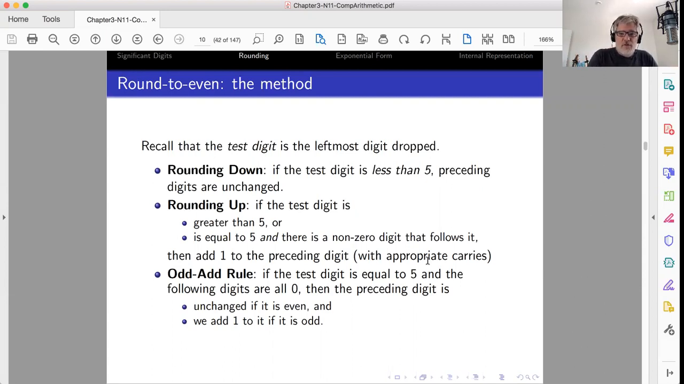Now, the only difference is the following, which is called the odd-add rule. Suppose that the test digit is equal to 5 and everything after is 0. Then you look at the preceding digit. Just a few minutes ago, I said the parity of the test digit. I'm sorry, that was wrong. It's the parity of the preceding digit, the last one that you don't drop. If it is even, you don't change it, and if it is odd, you add 1. So half the time you keep the thing as it was, and half the time you go up. That's why the average is going to stay balanced.